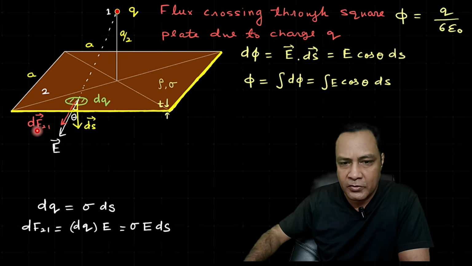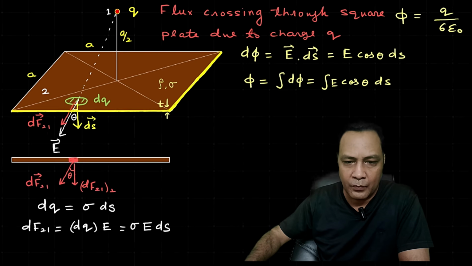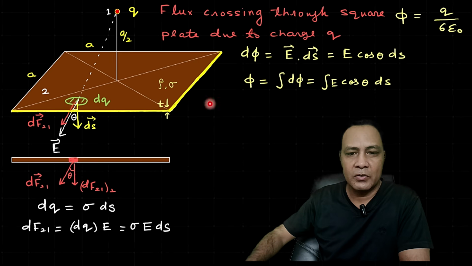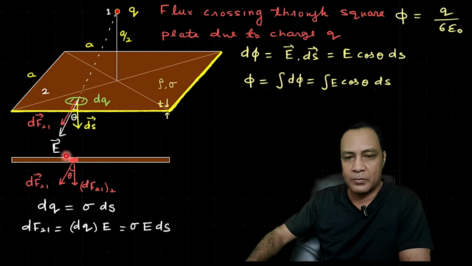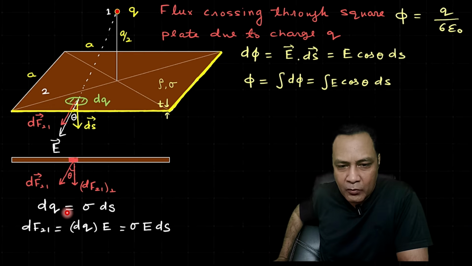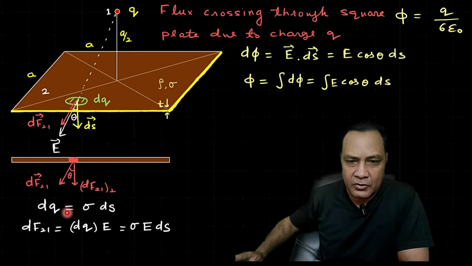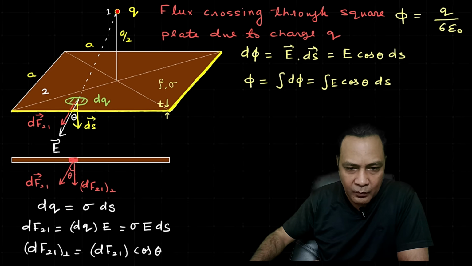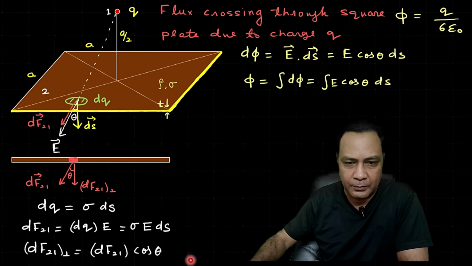Now the component of this df21 normal to the plate. Once again I have shown the front view of this plate, it would look like that, and that is the element. This is df21, this is theta, and this is the component of that force df21 perpendicular to the plate. So obviously this df21 perpendicular would be df21 cos theta.